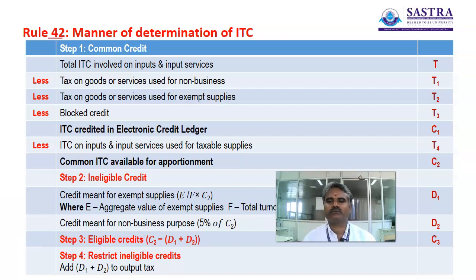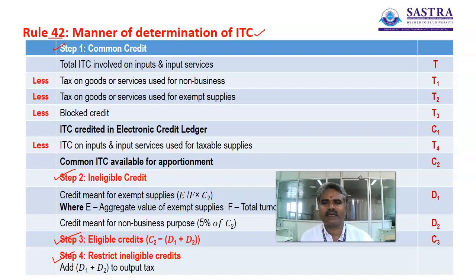Rule 42 gives the manner of determination of ITC. So how can we claim ITC? How can we calculate and claim ITC? Here we have to follow 4 steps. Step 1, Step 2, Step 3, Step 4. This is the standard formula. It includes 4 steps.